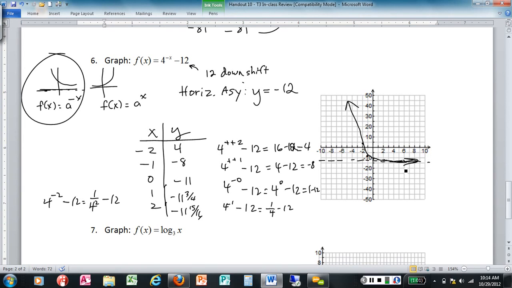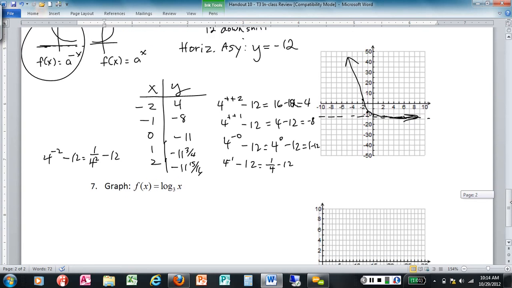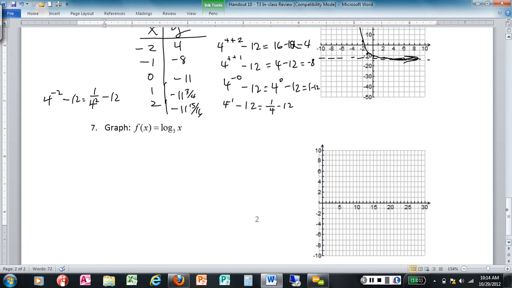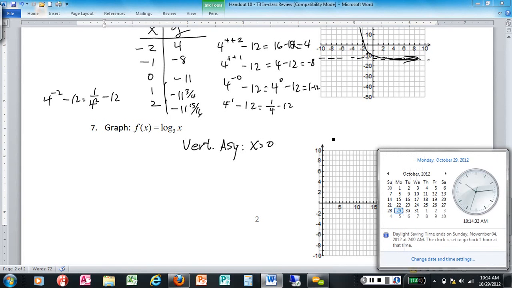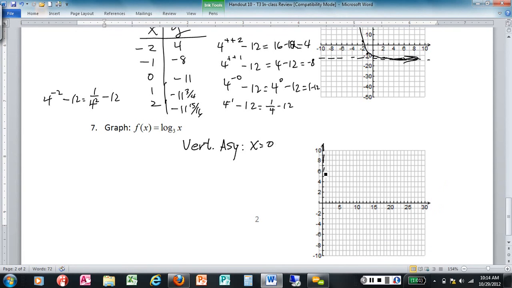All right, so what about the logs? The thing about the logs is when I'm graphing them, I do have a vertical asymptote, and if it's not shifted, it's at 0. So the vertical asymptote is x equals 0, right here at the y-axis.